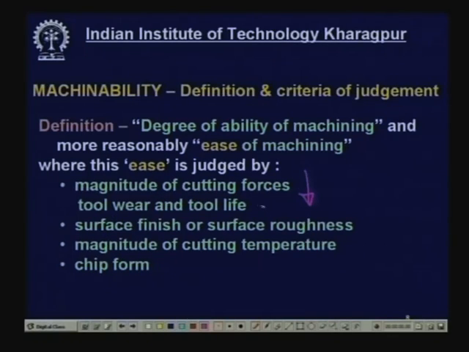Tool wear and tool life: when tool life is increased, that indicates improvement. When tool wear rate is reduced, machinability is improved. If surface finish is better, that means improvement. If surface roughness is reduced, then we have achieved more machinability. The magnitude of cutting temperature should be as low as possible for improvement of machinability. Chip form should be favorable rather than unfavorable. A favorable chip is short but uniform, with less contact, sharp, without built up edge, and then machinability is considered better. This is how it has to be judged.